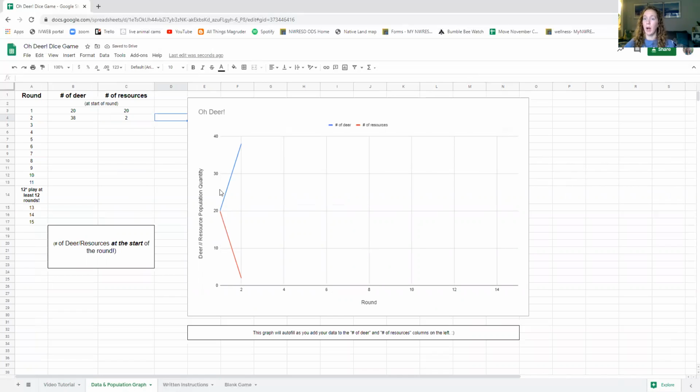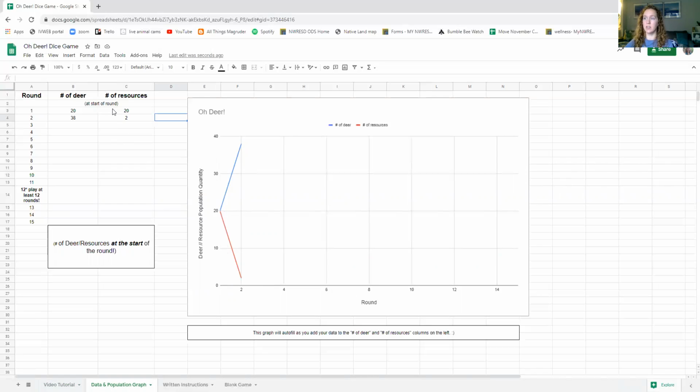So this graph auto-populates as soon as you put the data in, which I love. We started with even numbers, 20 deer and 20 resources, and you can see the blue line is deer. The deer population grew. They all had their needs met, they reproduced, they're growing the herd, we're getting more and more deer in this ecosystem. The resources, however, got depleted because all 20 of those hungry, thirsty, cold deer got the food, water, shelter. So resources went down. This makes sense, right?